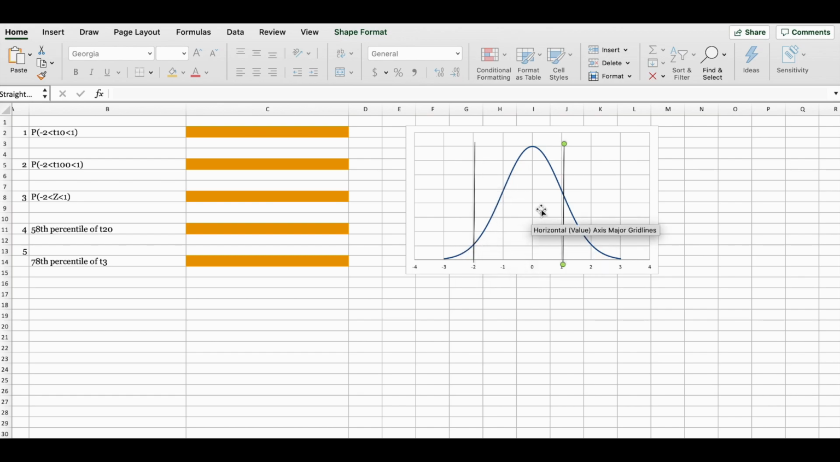So in order to find this, we're going to use some functions in Excel. If you haven't seen my previous videos on confidence intervals, please check out the playlist. I've listed some more videos there which has examples of the t-distribution.